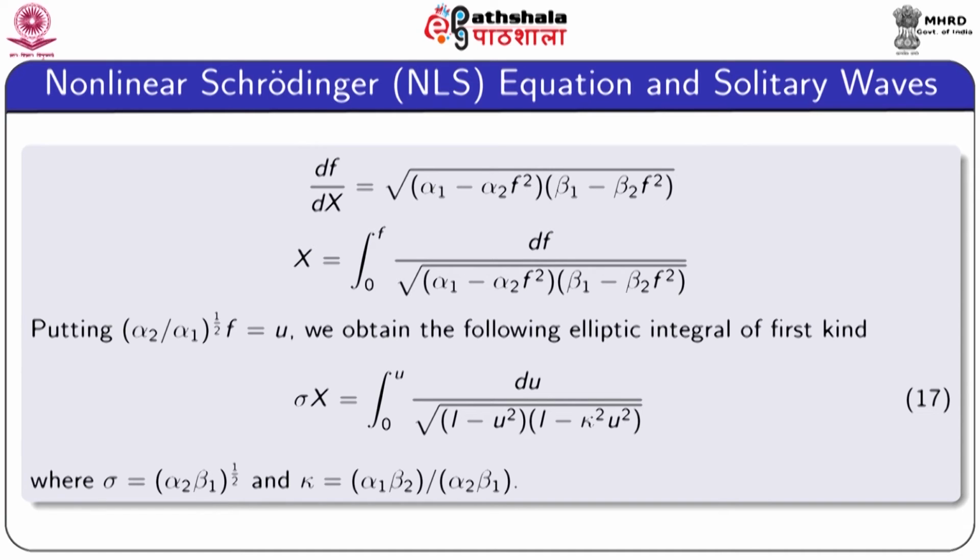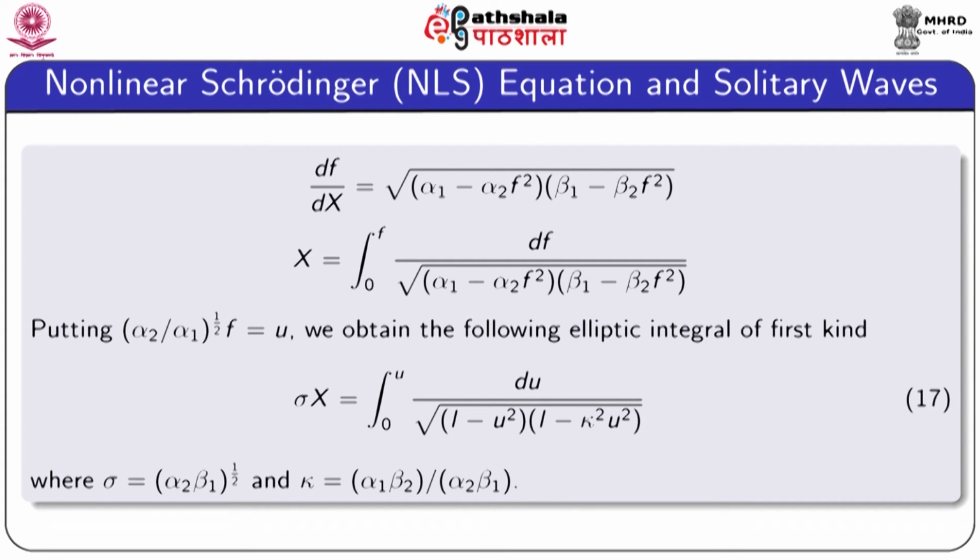Now, assuming alpha 2 by alpha 1 to the power half into f as our new variable u. So, in terms of the new variable u, the above integral becomes sigma x equals integration from 0 to u of du by square root of 1 minus u square into 1 minus kappa square u square, where the new constants kappa and sigma are given by what you can see in the last line of this slide.